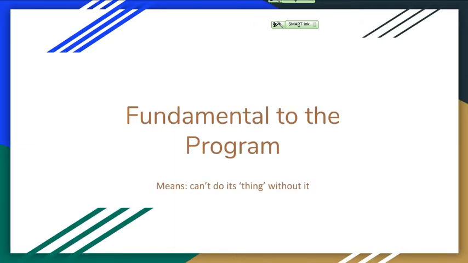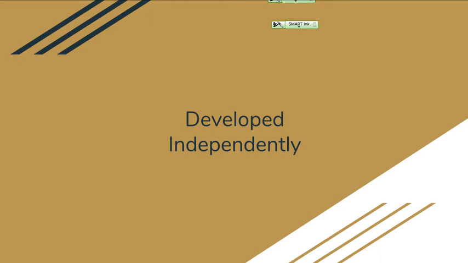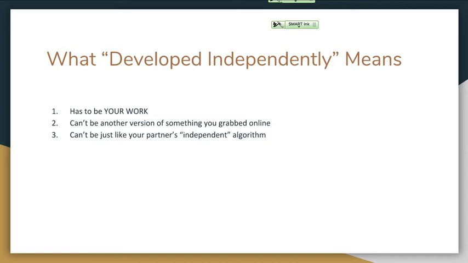Now, first thing you see right when you read 2C is it says it has to be fundamental to the program. What that means is the program cannot do its thing without the algorithm you wrote. It's fundamental. The program doesn't run right without it. It has to be developed independently. What that means is you write your own algorithm and somebody else writes their algorithm. It can't be written together. Now, it has to be your work.